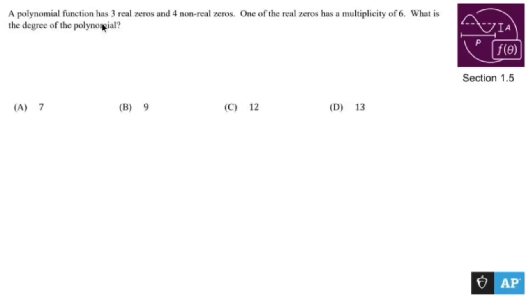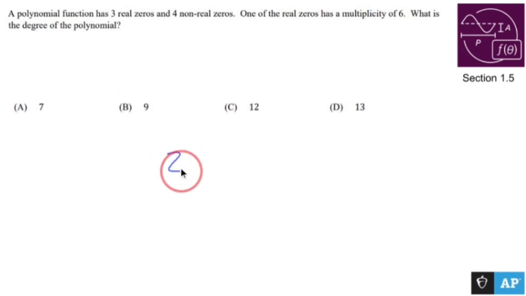A polynomial function has 3 real zeros and 4 non-real zeros. One of the real zeros has a multiplicity of 6. What is the degree of the polynomial? All right, so I have one real zero with a multiplicity of 6.